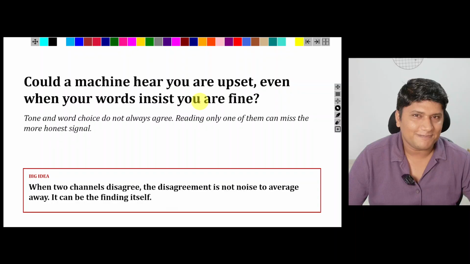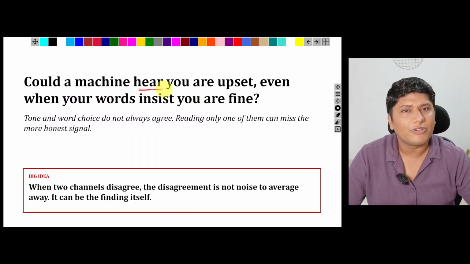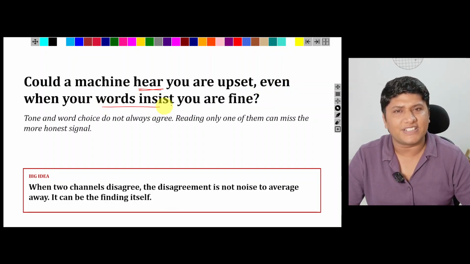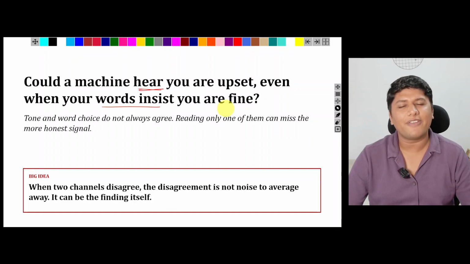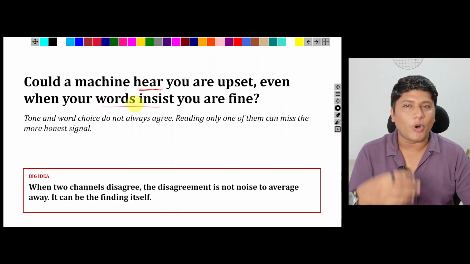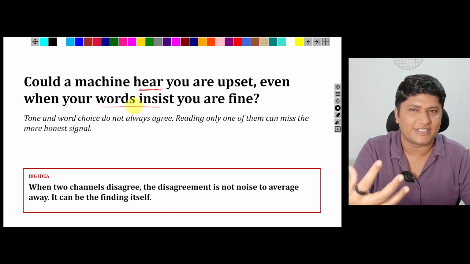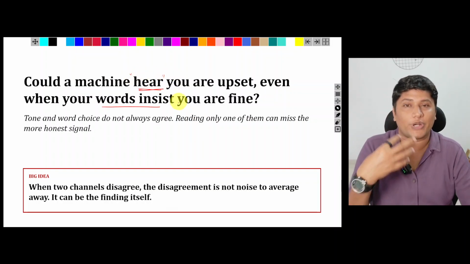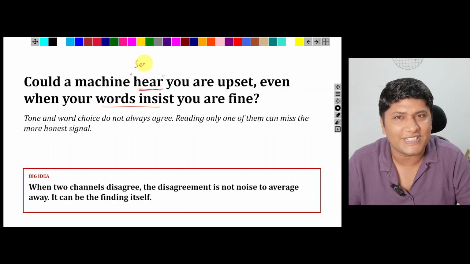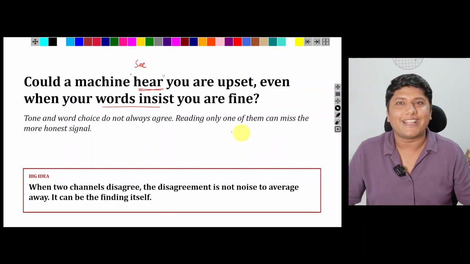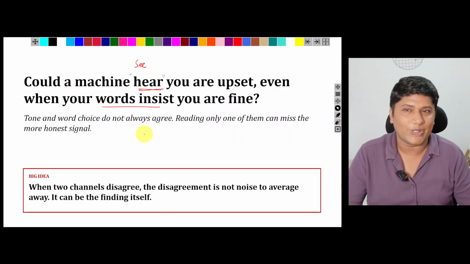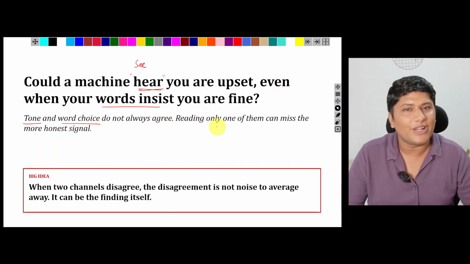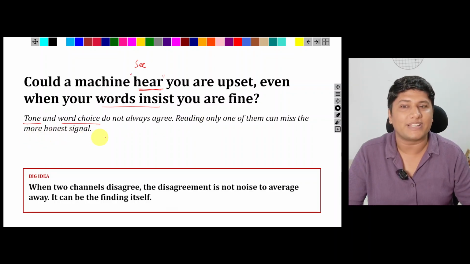For psychology people, could a machine hear you when you are upset, or even when your words insist that you are fine? For example, I can say I'm fine. If a model is just listening to my words, then it would just hear "I'm fine." But if it can hear the tone and intonations, and one step ahead, it can also see me, see my emotions, then it could predict better in this case. So tone and word choices do not always agree. Reading only one of them can miss the more honest signals.